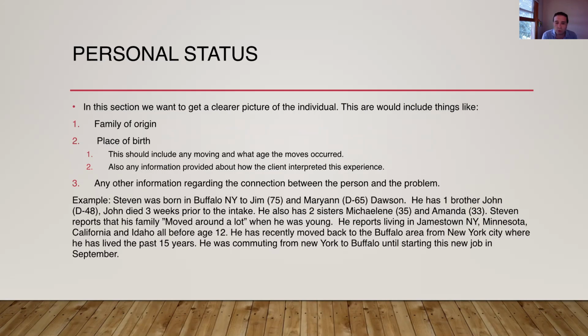So example, Stephen was born in Buffalo, New York, to Jim, 75, and Mary Ann, deceased, 65, meaning that she died when she was 65. Dawson, he has one brother, John, deceased at 48. John died 3 weeks prior to the intake. He also has two sisters, Michaeline, 35, and Amanda, 33. Stephen reports that his family moved around a lot when he was young. You want to use quotes. Quotes are great. He reports living in Jamestown, New York, Minnesota, California, and Idaho, all before the age of 12.